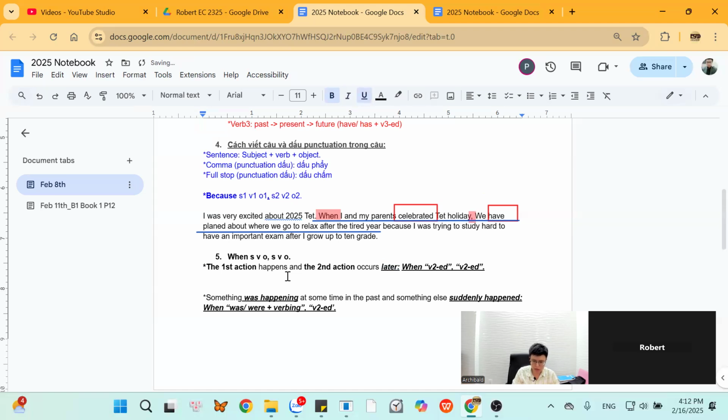Robert, do you remember the structure? You complete. What is it?